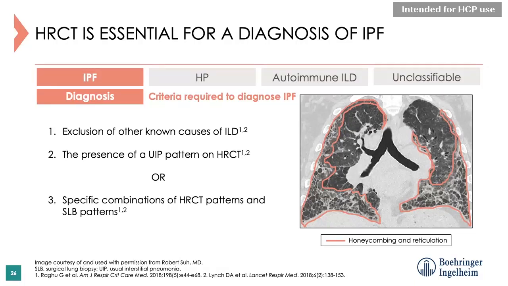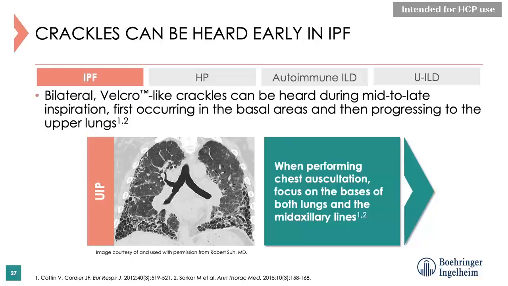When you have this usual interstitial pneumonia pattern, along with no other potential causes of the ILD, we make a diagnosis of idiopathic pulmonary fibrosis. If you don't have a usual interstitial pneumonia pattern seen here, at that point, we may need to consider a surgical lung biopsy. So it's important to note that crackles can be heard early in IPF.